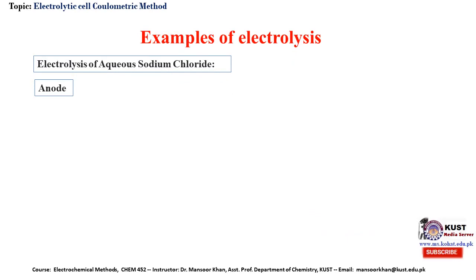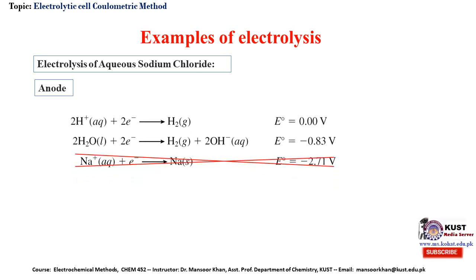Another example of electrolysis is electrolysis of aqueous sodium chloride. Remember that the electrolysis of molten sodium chloride and of aqueous sodium chloride are different from each other. So the first one is the anode. In the anode, oxidation takes place where 2 hydrogen take 2 electrons from the anode and lead to the formation of hydrogen gas, while on the other hand it will take 2 electrons also and lead to the formation of hydronium ion.